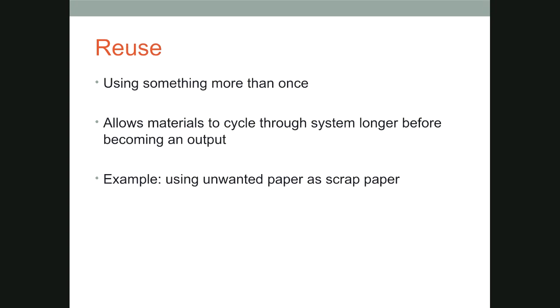If we can't reduce, we should try to reuse. That is the whole idea of reusing something more than once before we throw it away. We want to allow the materials to cycle through the system longer before they actually become waste. So if we use that paper example again, the idea would be to use that unwanted paper as scrap paper before ultimately throwing it away or recycling it.